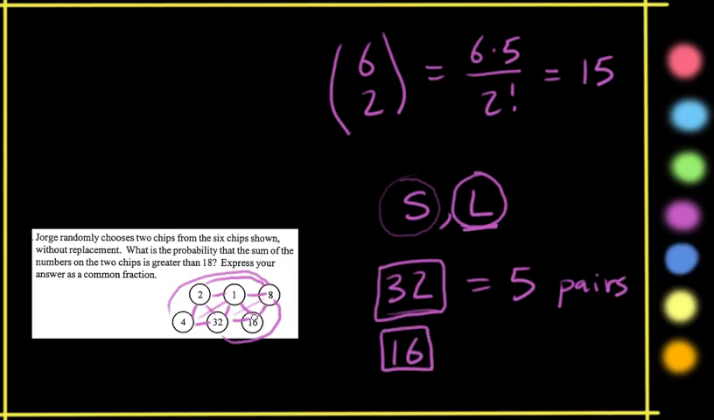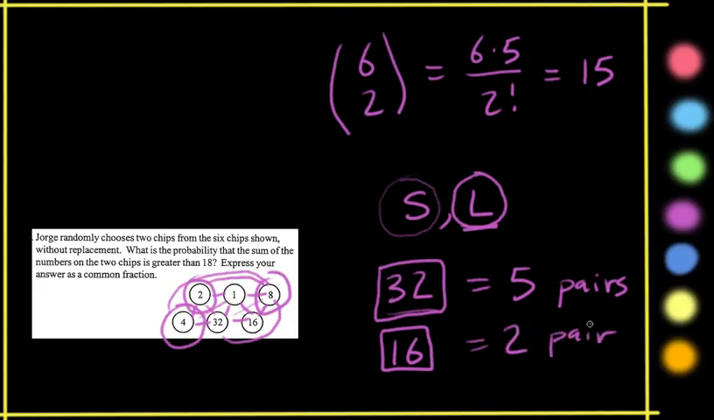Well, if 16 is the largest one, the other one could be 1, 2, 4, or 8. And there are 2 of those, 8 and 4, that will sum with 16 to give something bigger than 18, right? Because if you go down to 2, it's going to be equal to 18, which is not what we want. We want something greater than 18. So 16 gives us 2 pairs.